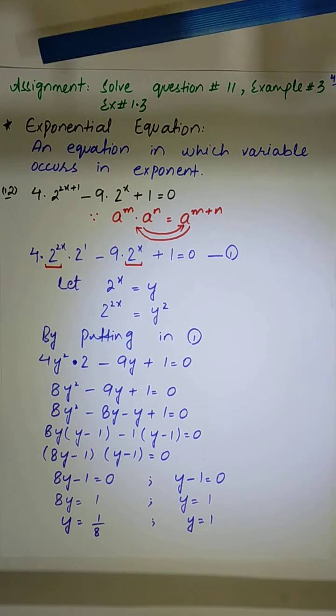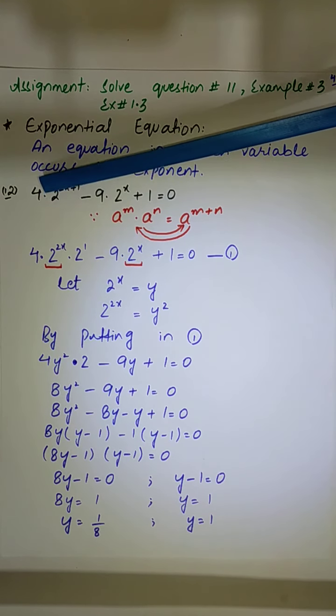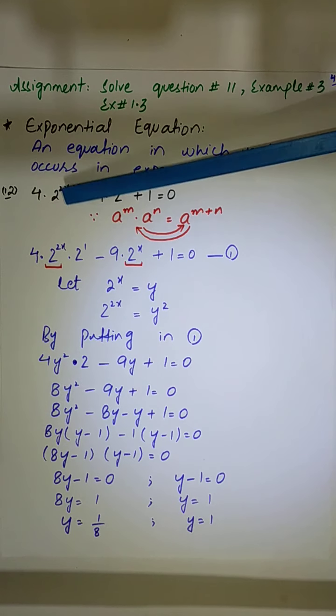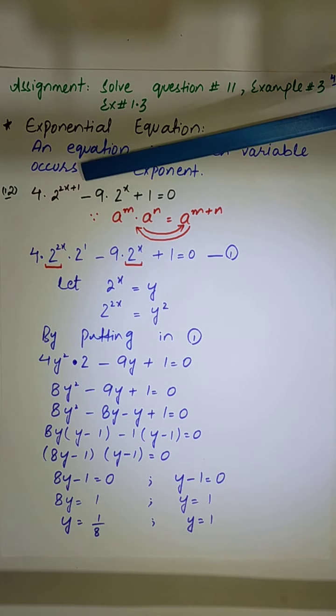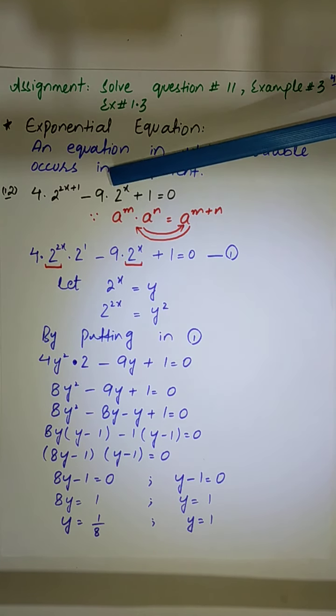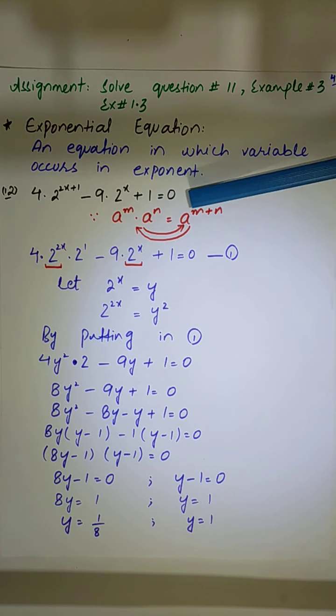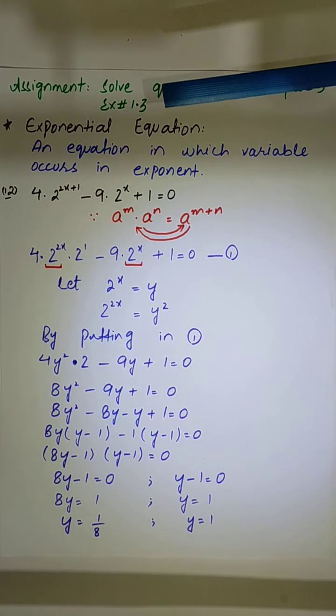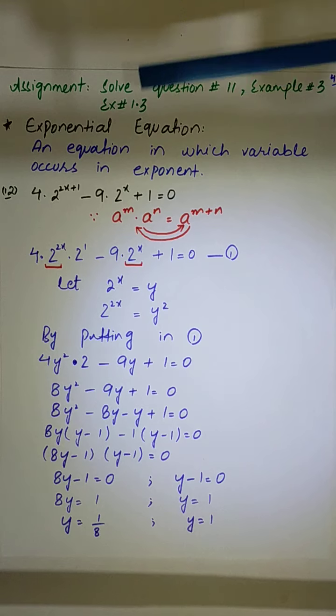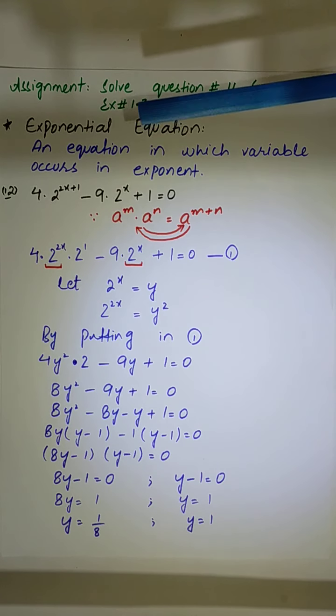So here is question number 12 now. 4 into, dot means multiplication, into 2 raised to power 2x plus 1, minus 9 into 2 raised to power x plus 1, is equal to 0. Now this is a very easy question. This is also very important for your board exam.